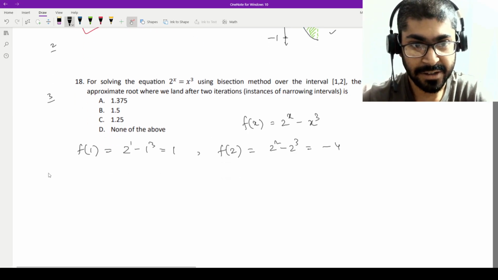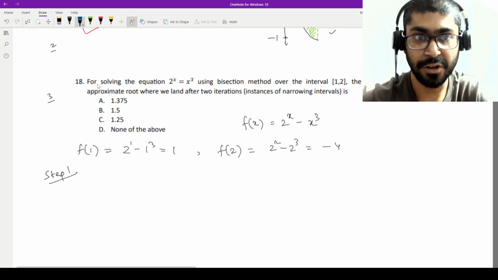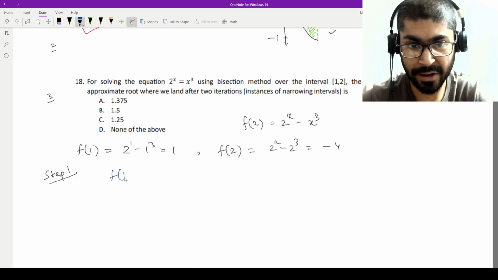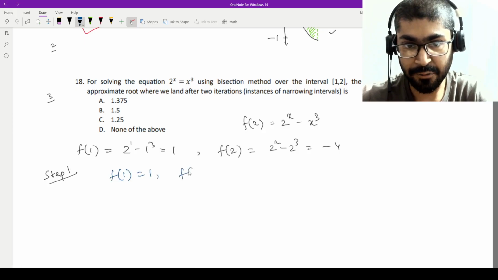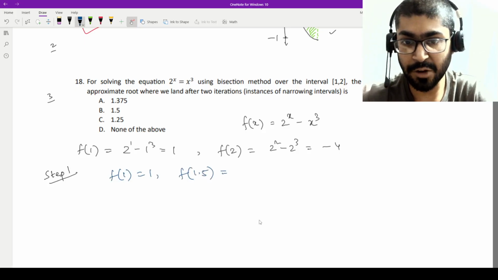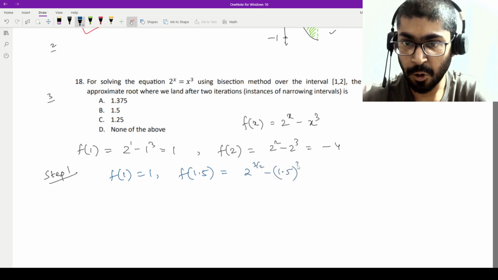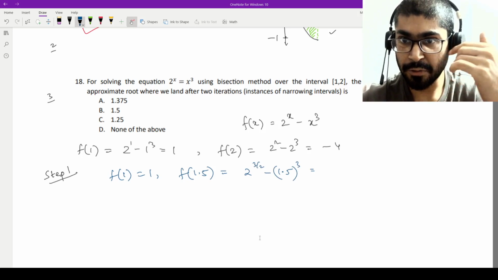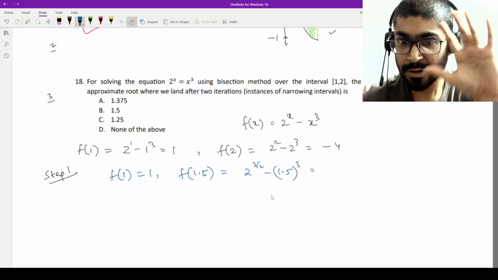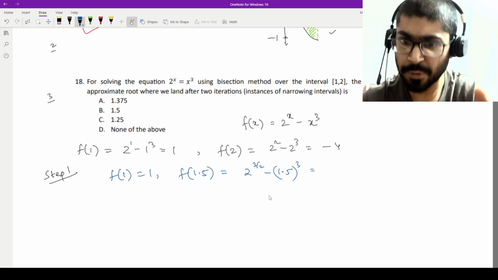Bisect it. This is step 1, or iteration 1. If you bisect it, you get the interval 1 and 1.5. Now we have to calculate the value of f(1.5) because that is the bisection. So f(1.5) will give you 2 to the power 3 by 2 minus 1.5 whole cube. Now this is the square root of 2 cube, which is root 8.